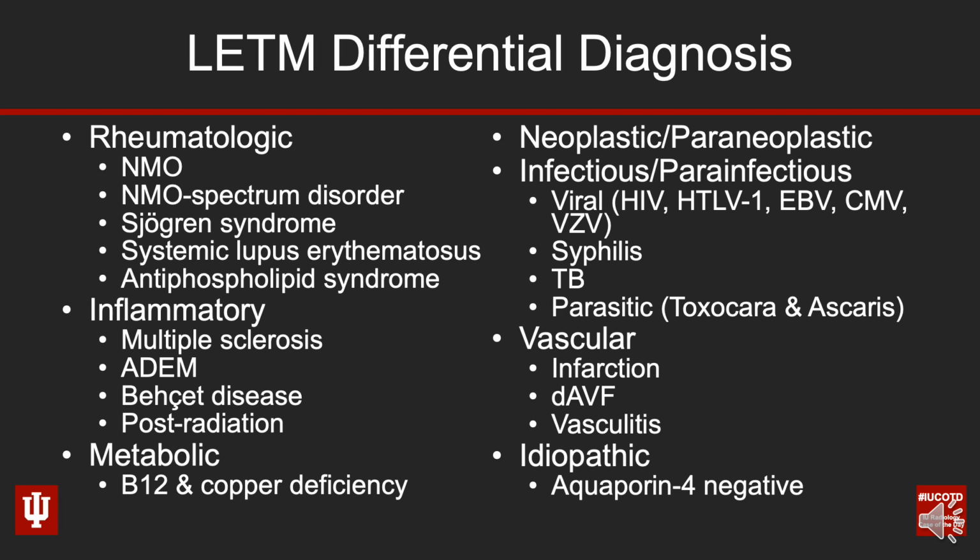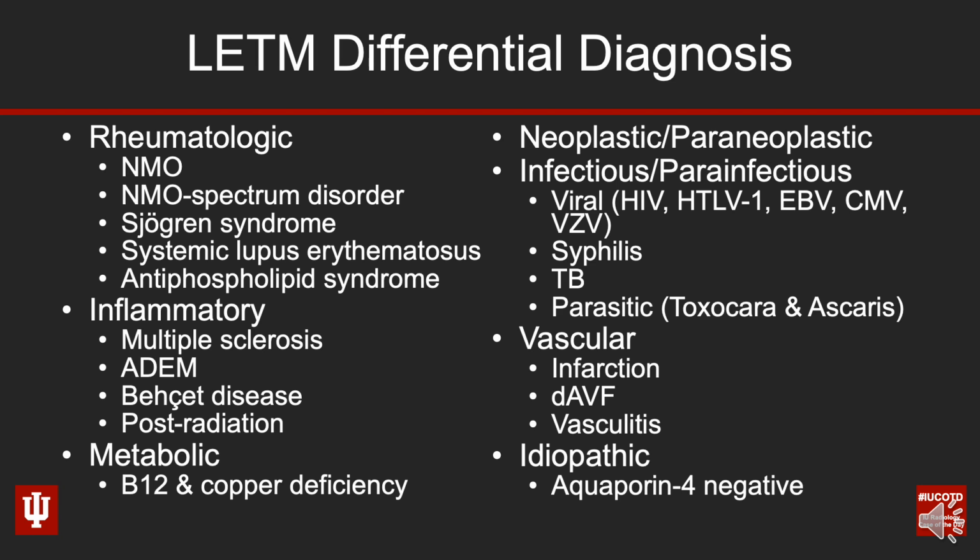Viral etiologies are probably an under-recognized entity that can cause this, and interestingly, there's been more research looking at some of these specific viruses like HTLV1 that tends to be a common offender and may in fact have some overlap with the rheumatologic causes of this.